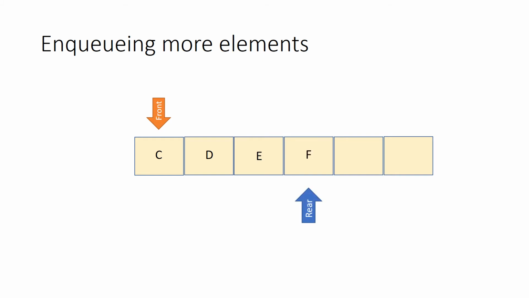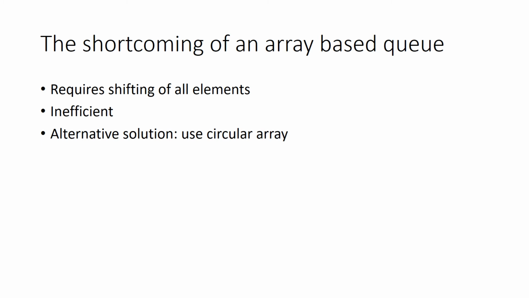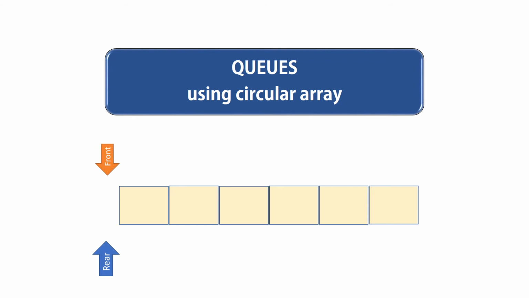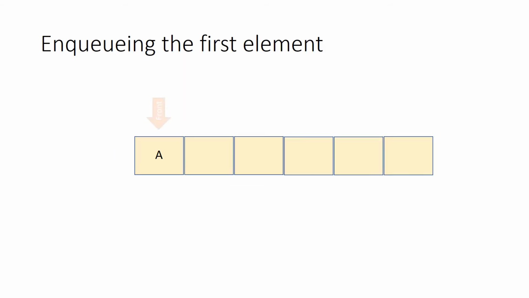We can see that this closely follows the mechanics of a real-life queue, like we see in front of an ATM. However, since the elements are shifted one space towards the front end every time we dequeue an element, this approach is inefficient. So, let us look at circular array as a more efficient alternative.